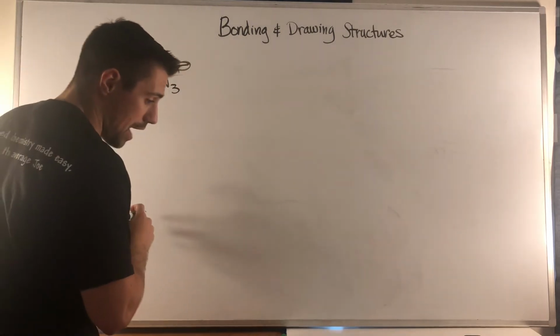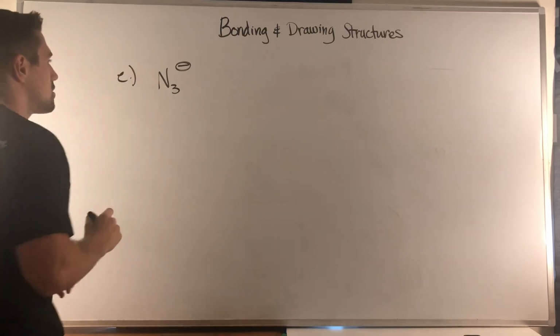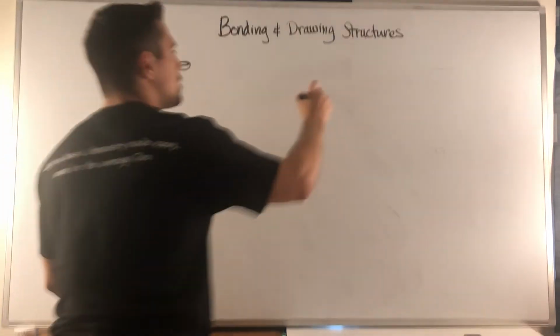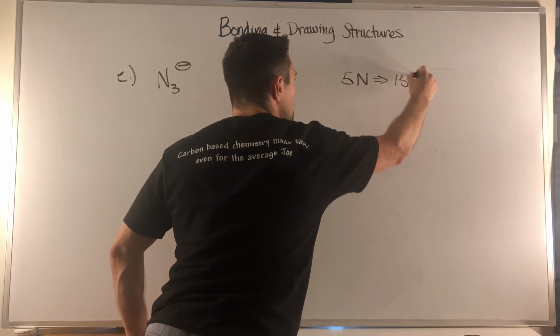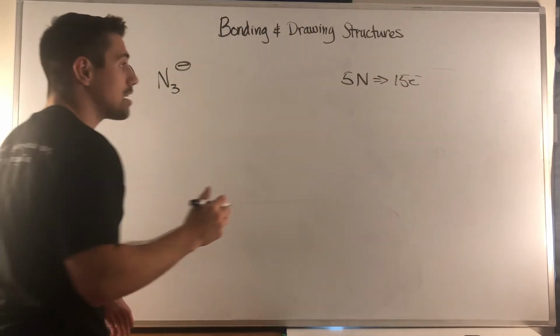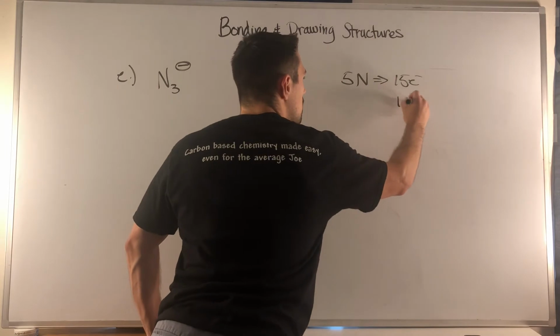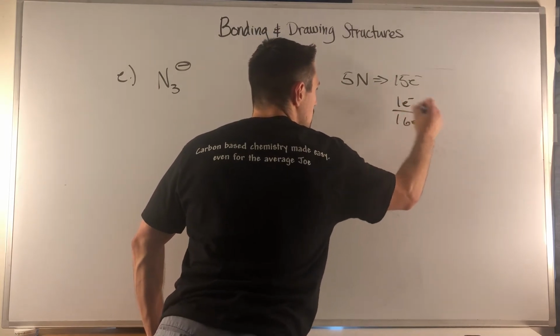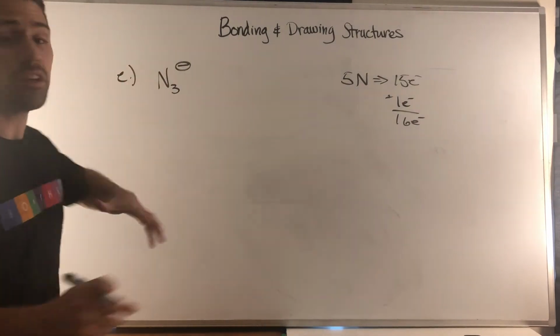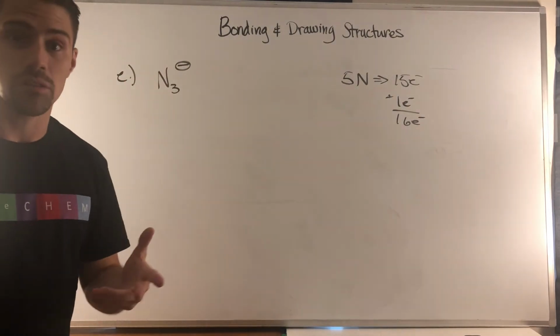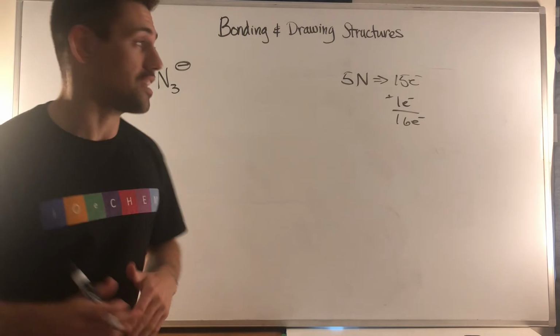So again, another ion. This is E. Again, we have 5 nitrogens. That gives us 15 electrons. And then we have the minus 1. So grand total of 16 electrons. I've actually seen this particular structure be asked on a first exam, so maybe it's on your first exam.